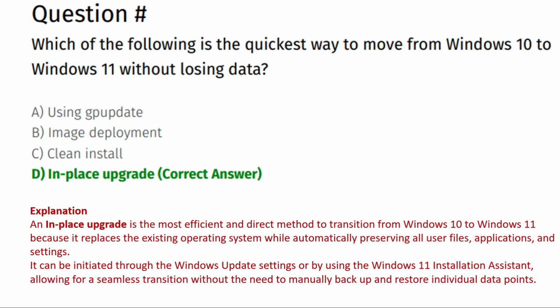It can be initiated through the Windows Update settings or by using the Windows 11 Installation Assistant, allowing for a seamless transition without the need to manually back up and restore individual data points. So that's why the correct answer for this question is option D, in-place upgrade. So let's move to the next question.